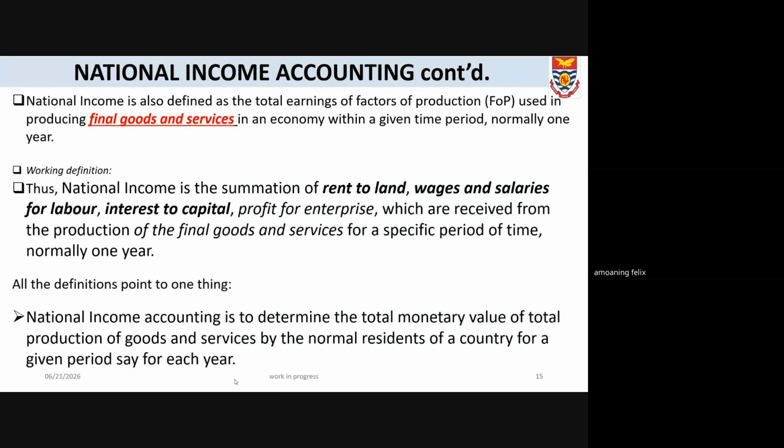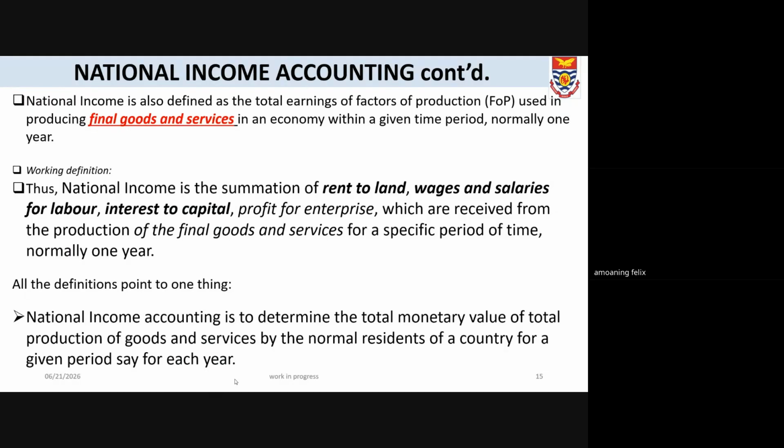The next argument we are saying is that our national income is also defined as the total earnings of factors of production, which I mentioned already. So we have the total earnings of factors of production that are used in producing final goods and services in an economy within a given period of time. I highlighted the final goods and services. What are the final goods and services? We'll also explain what final goods and services are and look at intermediate goods as well.